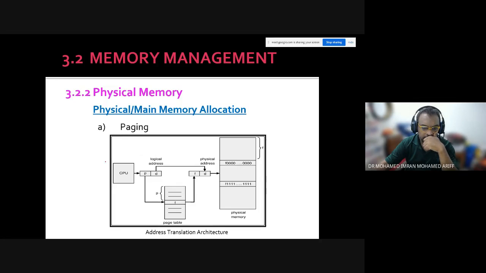Okay, so this is the CPU. And this is a page table. Page table ini ialah sebahagian daripada your RAM. And this is the physical memory. Physical memory itu di mana? Physical memory is your RAM size.